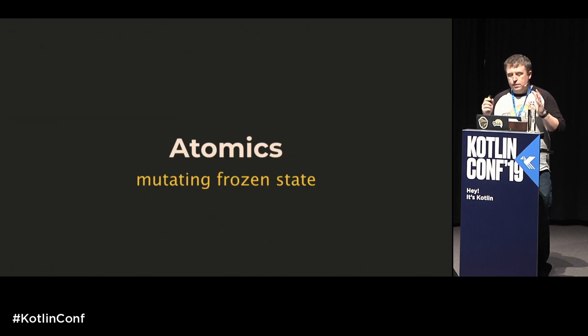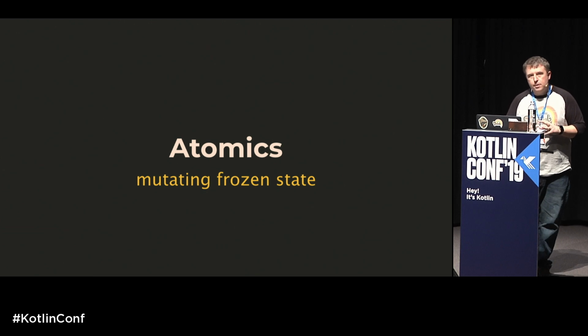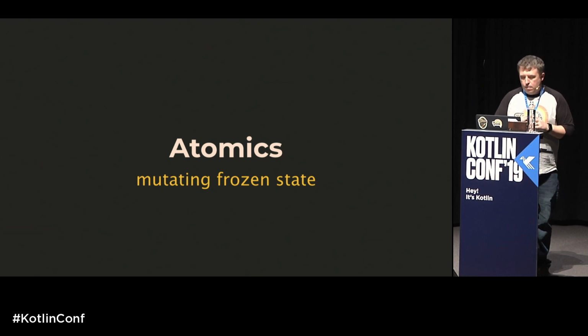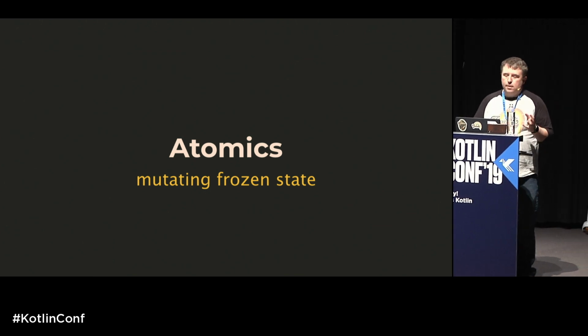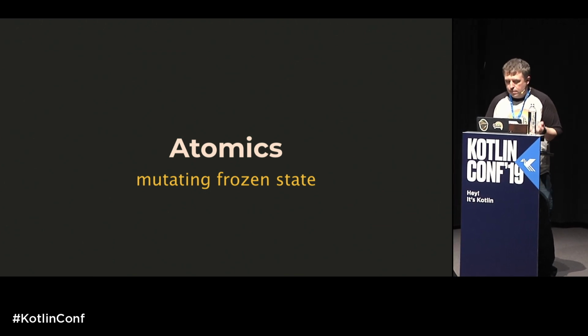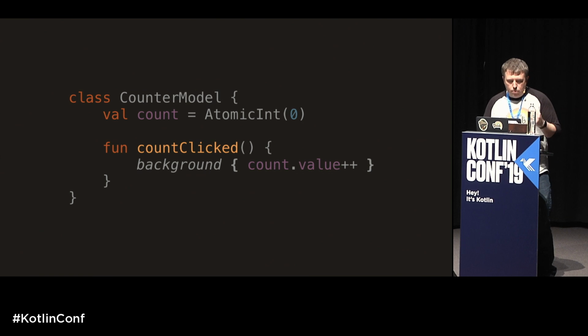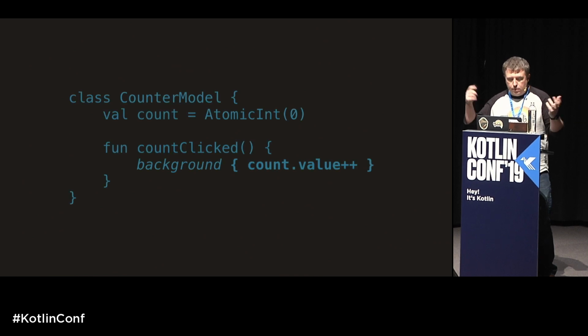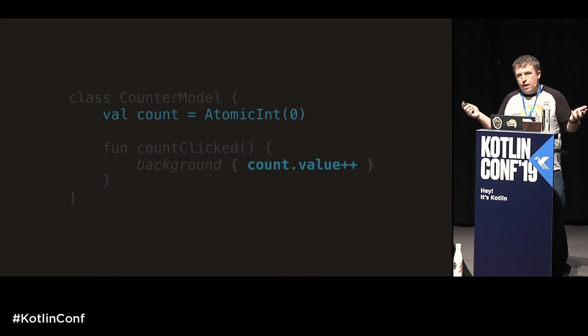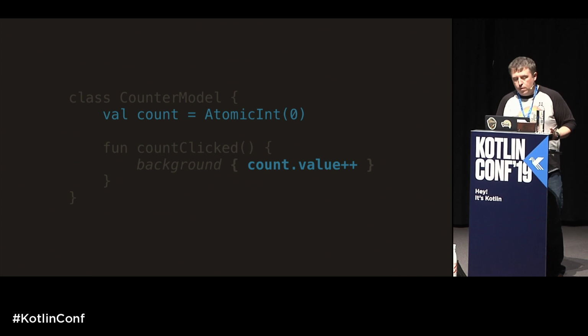So atomics. Atomics will allow you to mutate frozen state. And there are atomics for simple values as well as atomics for object references. So if we took our count model and made it an atomic instead of just an open val, and we froze the whole thing, that would be okay because we could still call this and it would still work because it's an atomic.